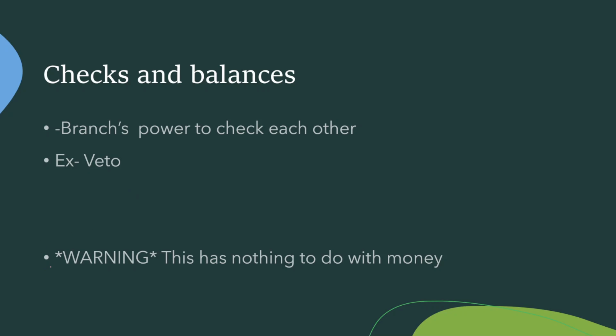Here's my number one thing. This has nothing to do with money. I know it says checks and balances, but nothing to do with money. What this is, is the branches' power. So we're talking the legislative, the judicial, and the executive's power to check each other. They each have the ability to check each other.